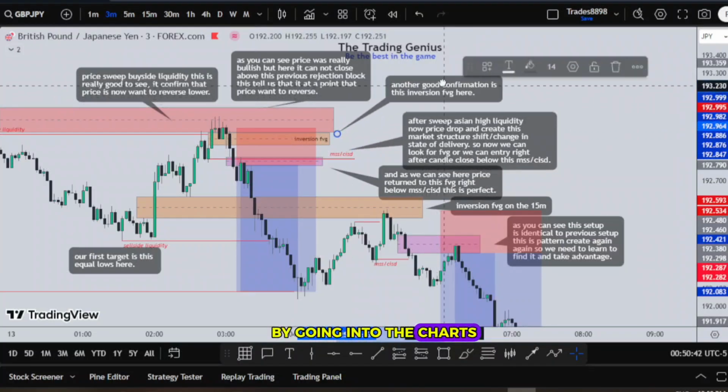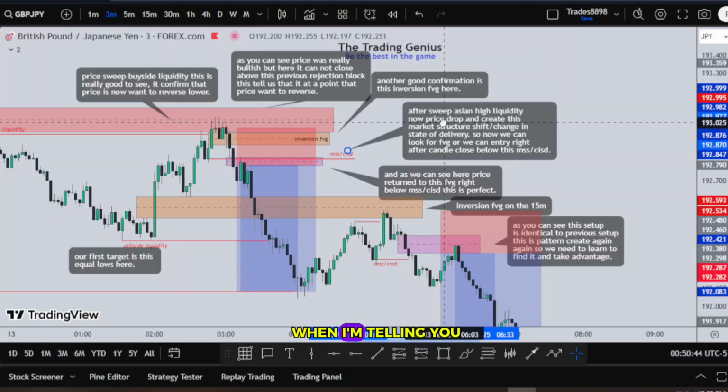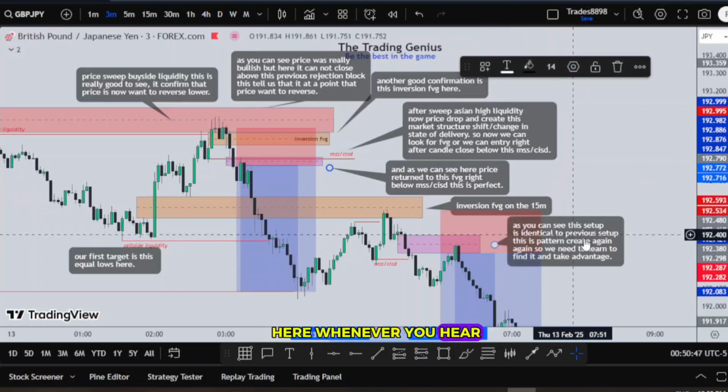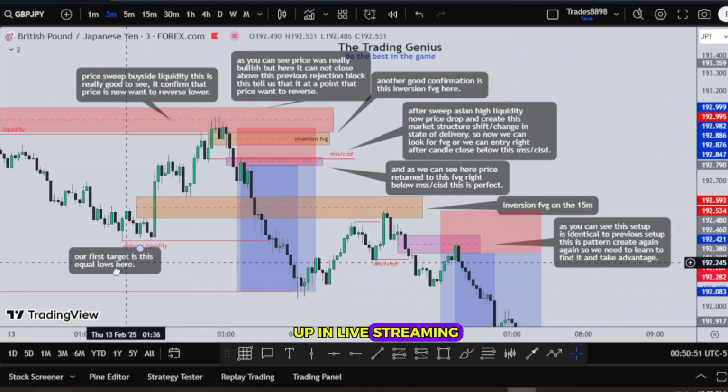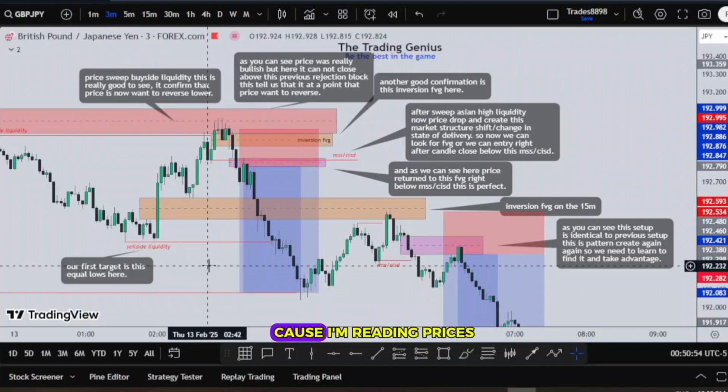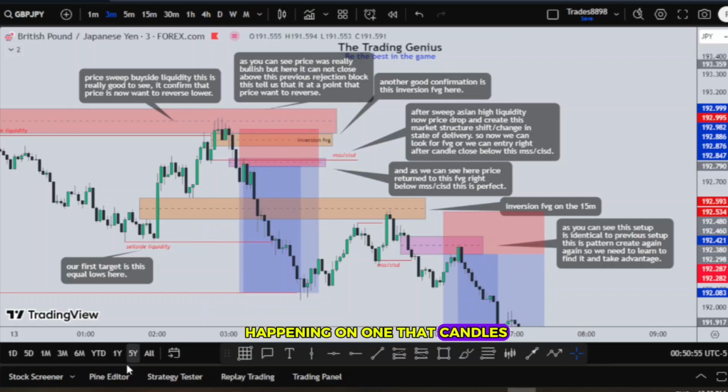By going into the charts, and when I'm telling you to screenshot, and when I'm telling you, look at this right here, whenever you hear me say that, that's like, unless I say the words, because sometimes I don't say because I'm wrapped up in the live stream and I can't think about everything at the time because I'm reading prices that are happening on 1 minute candles. But whenever I say here, look at this, or focus on here, or watch this, treat that the same way as when I'm saying screenshot it. Because at that moment, there's something in the chart that you as a trader using my information are going to see something that's going to resonate with you as a setup.